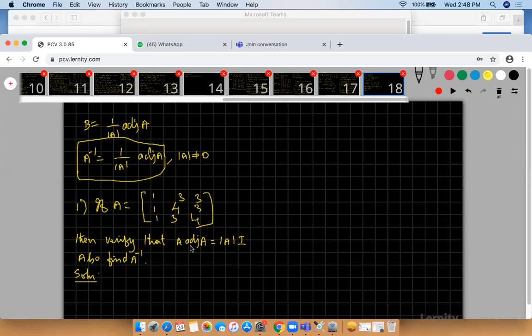First of all, find adjoint of A. How to find adjoint of A? For finding adjoint of A, first of all you have to find the minors and cofactors. How to find the minor? The minor M11 means the minor of this first element. So therefore, this is 16 minus 9, so 7. This is the minor.